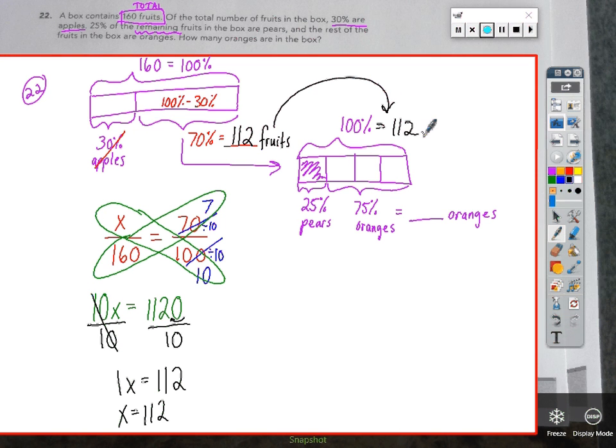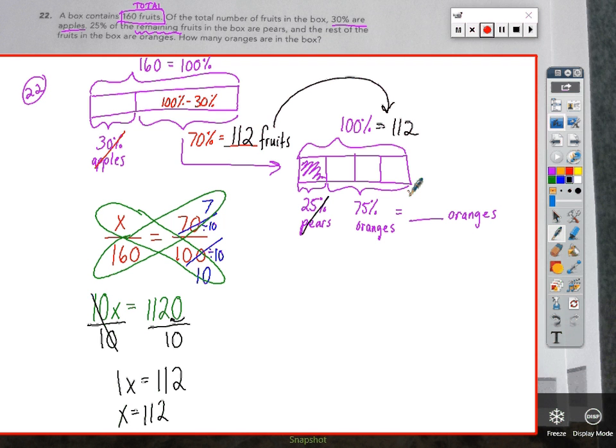I know that I have 100% with my new bar. And this new 100% is the 112 fruit I just found. This is representing the total of the remaining fruit. Well, if I take a look at this, we already talked about the 25% were pears, right? So I can cross that off, and I know 75% is what's remaining. You could do another percent proportion here pretty quickly.